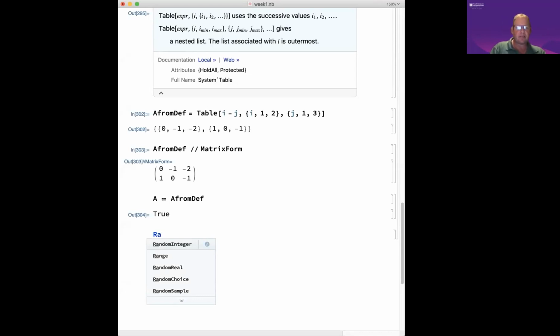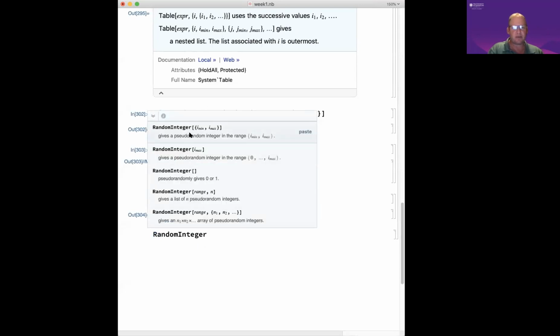Okay, so there's a function RandomInteger. I'm not sure how to use RandomInteger, so I'll use this drop down and I see a random integer. If I give it these two curly brackets here, it gives a pseudo-random integer from i min to i max. Pseudo-random means that the computer is not actually generating some random number from the atmosphere or from some protons randomly flying. It's actually using an algorithm, but this algorithm creates a sequence of numbers in such a noisy way that they seem random.